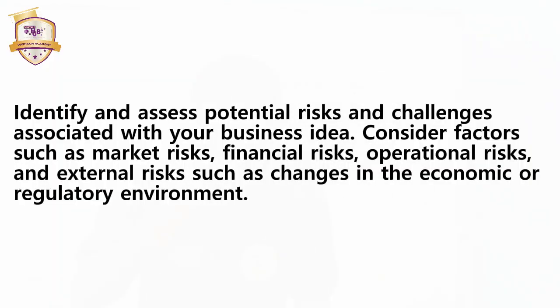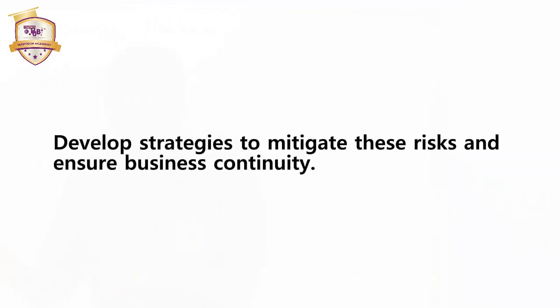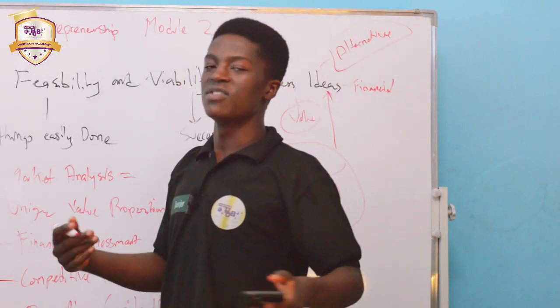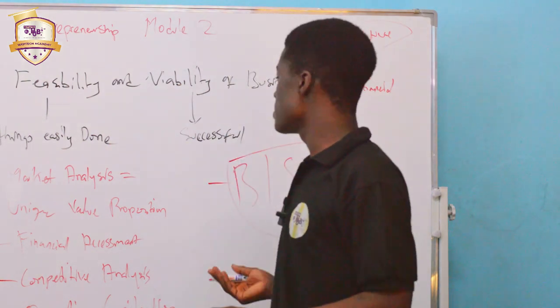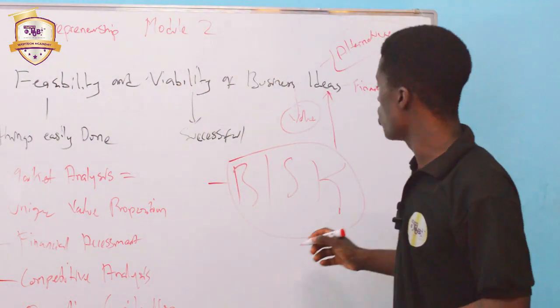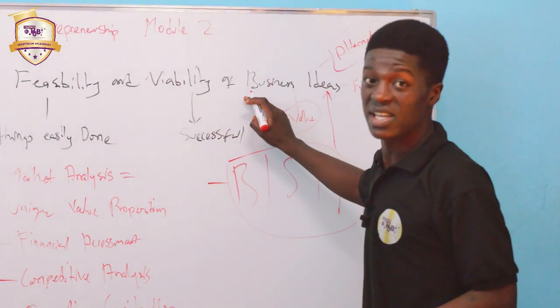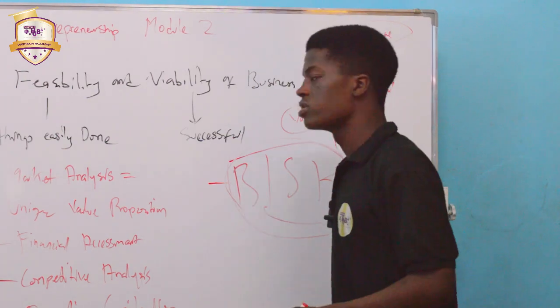Identify and assess potential risks and challenges associated with your business idea. Consider factors such as market risks, financial risks, operational risks, and external risks such as changes in the economic or regulatory environment. Develop strategies to mitigate these risks and ensure your business continuity. Everything in business is perseverance and consistency. Once you do that in your business, there's a chance that your business will grow. But always remember, before venturing that business idea as an entrepreneur, check on the risks.